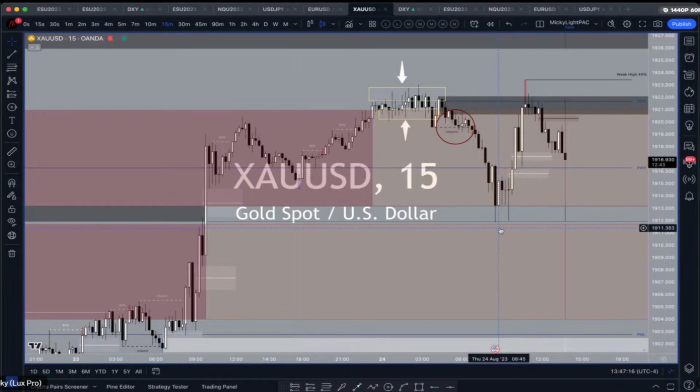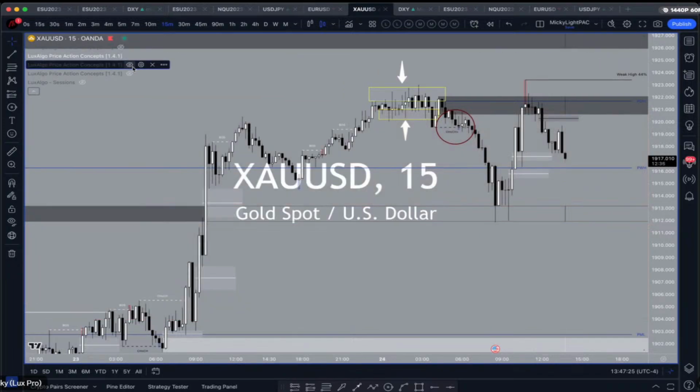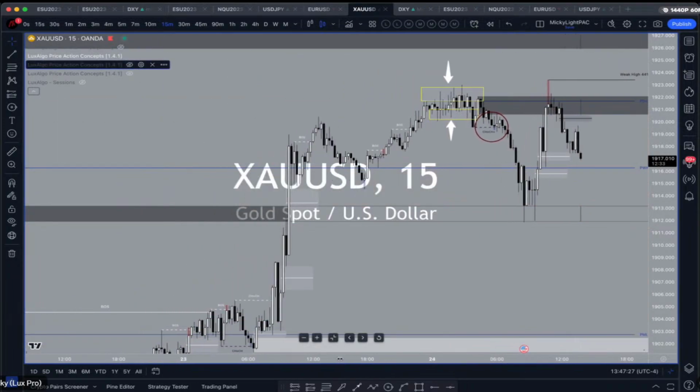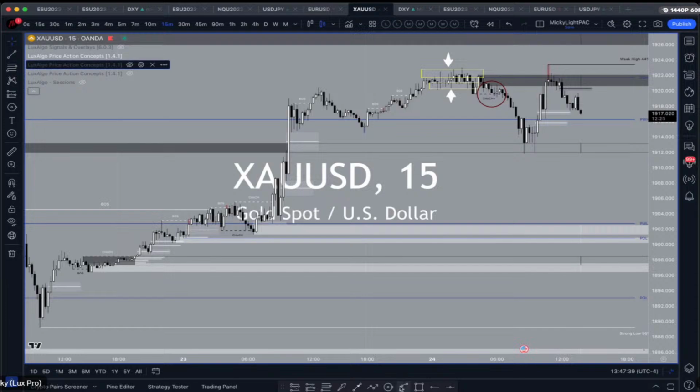But most important, what is in the middle? What is in the middle? Let's turn off the 4-hour order blocks. There you go. A 15-minute breaker block. Take a look at this. A breaker block formed right here, an order block, right?